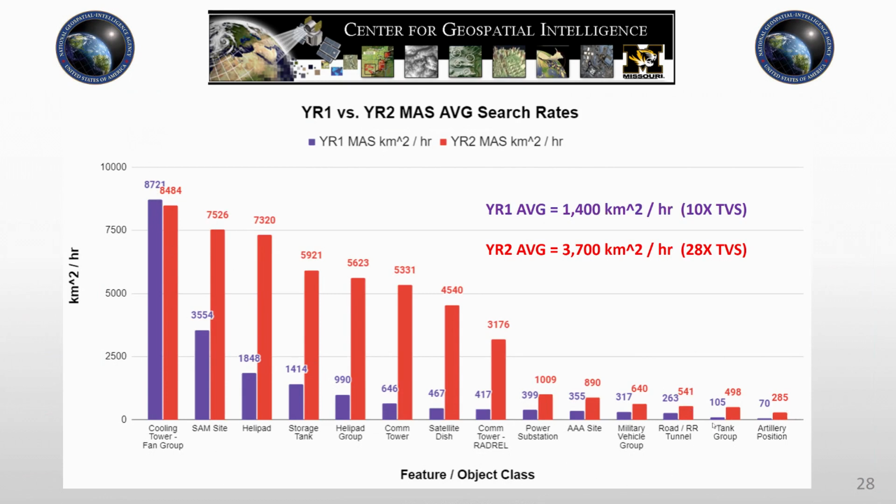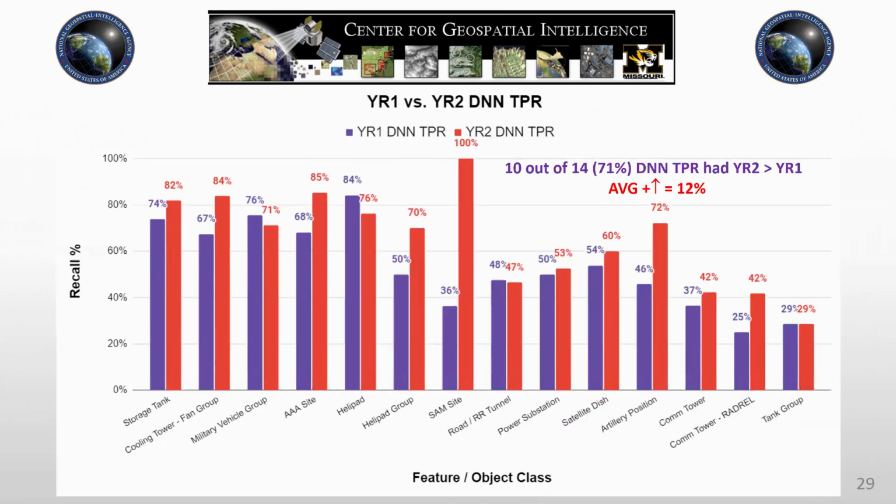Artillery positions and tank groups were some of the slowest machine-assisted search times, primarily because they had lots of false positives, right? So your machine-assisted search times are going to be largely driven by how many false positives you have to review. So that's what's going to create the slowdown.